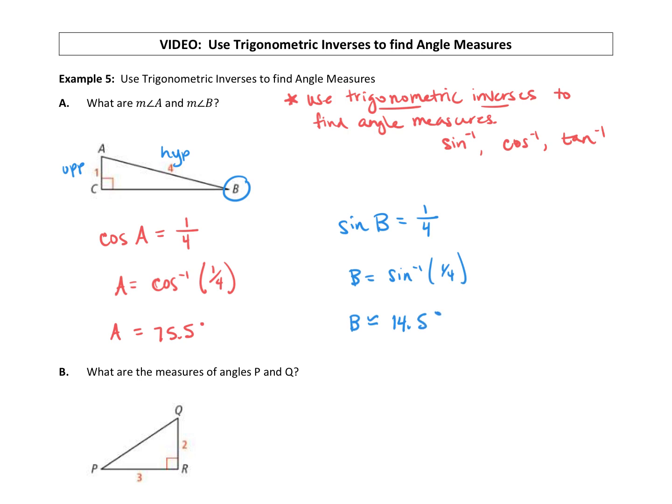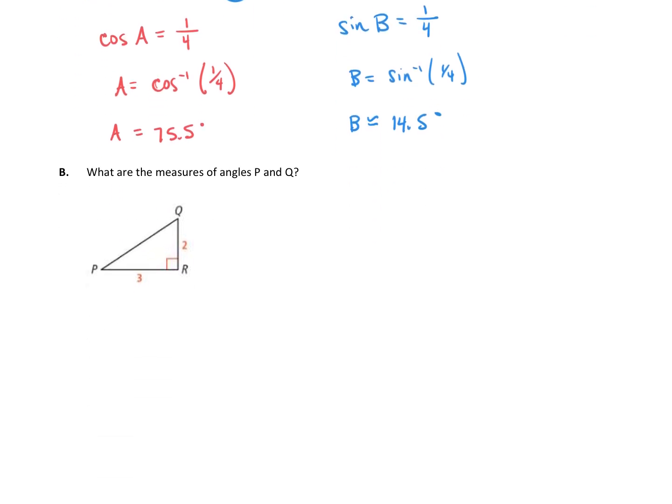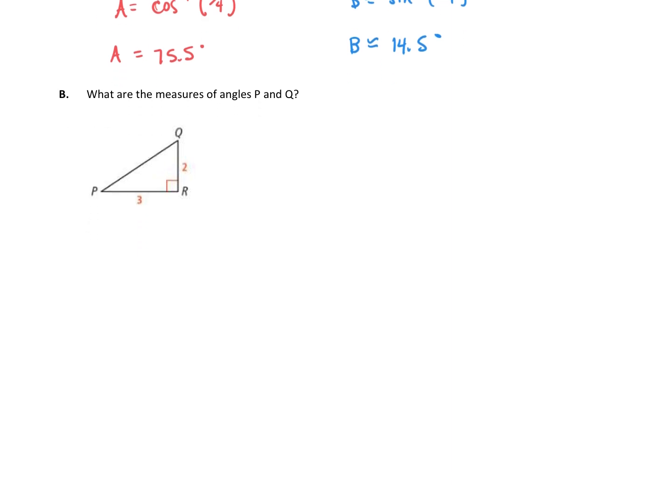And I mean, that kind of makes sense. A and B will add up to 90, and we just found A and B and they do add up to 90. So just a good little check that we are doing correct math on this. All right, we're just going to practice one more time just to get the hang of it.